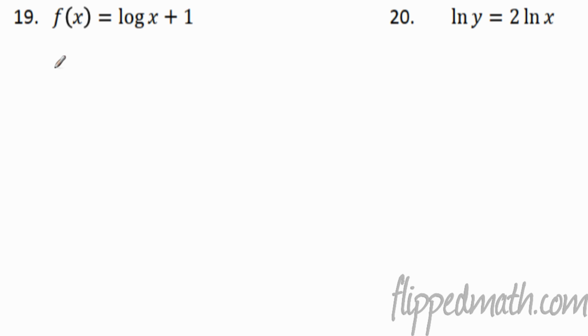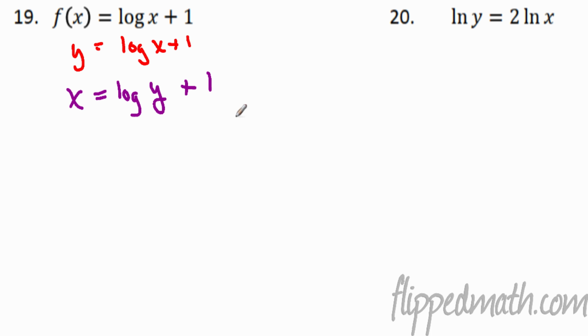Okay, last two. Let's get these out of the way. Same idea. So I'm going to write down the original equation here. y equals log of x plus 1. And from that point, we want to make it x equals the log of y plus 1, and then solve for y. So I subtract 1 from each side. I get x minus 1 equals the log of y.